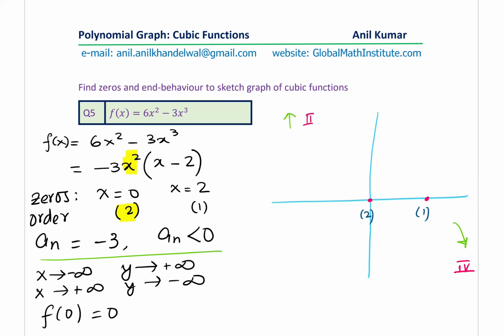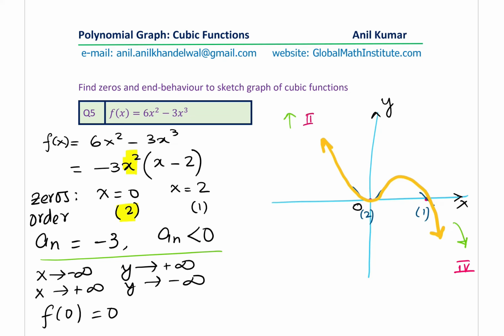So at 0, the graph is going to turn like this. And at 2, it will go like a straight line. That is what we mean. So let me again use this ink and then sketch the graph with a smooth curve. And that is how the graph is going to look. Is that clear to you? Perfect. So we are already halfway through, and I hope by now you have a good concept of sketching cubic functions.